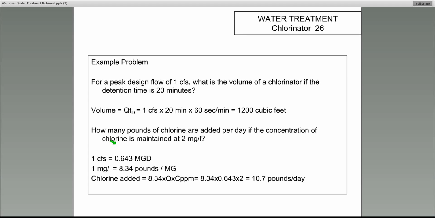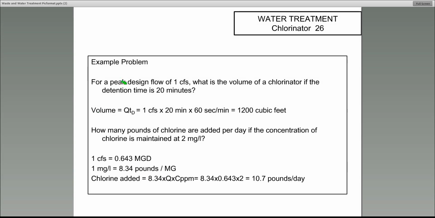Now let's look at how much chlorine you add. We're going to use the same formula for calculating that, here at the bottom. Whenever you add a chemical, chlorine, lime, or anything else, you're going to use 8.34 times the Q in MGD times the C in milligrams per liter or parts per million. So in this case, first of all, we have to find out what the Q is.